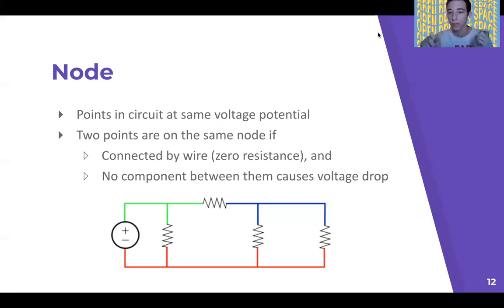And then across a component like a resistor, you should get to a different node. So as you can see, across every resistor, you jump to a different node. If you're traveling just along the wire, you stay on the same node.